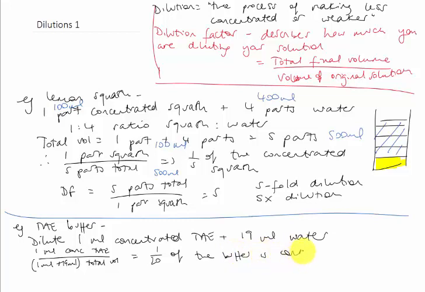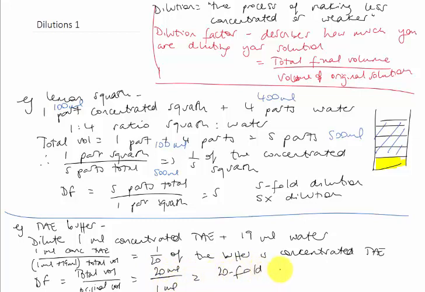is concentrated TAE, and then our dilution factor is the other way around, so dilution factor is equal to the total volume over the original volume. So that is 20 mils over 1 mil, so that means we've got a 20-fold dilution. So there we're doing it with actual volumes rather than just with this nebulous 1 part this, 2 parts that.